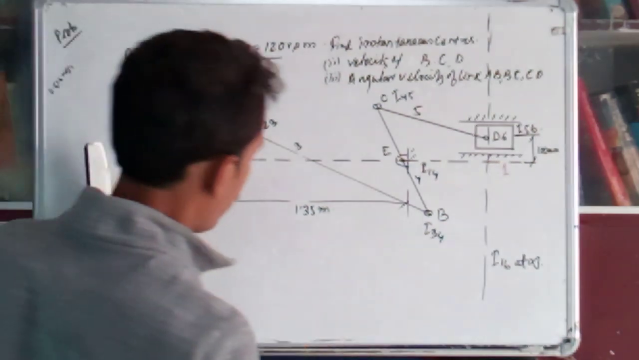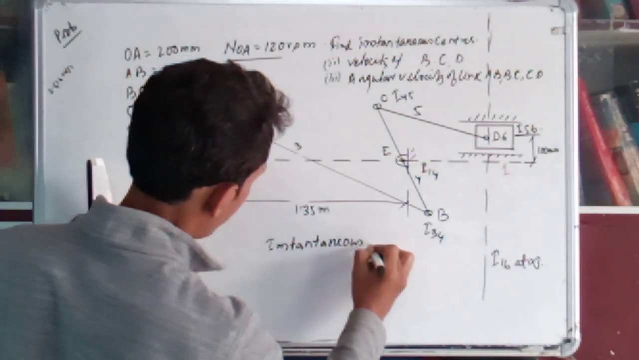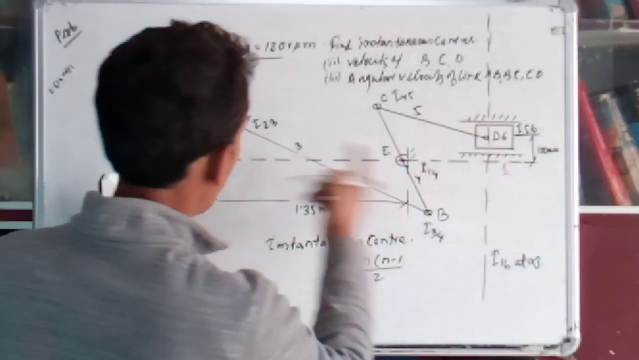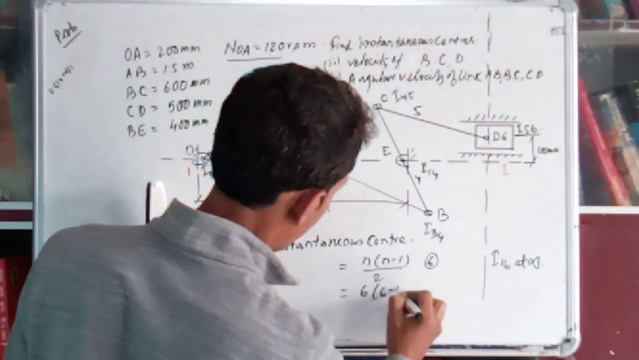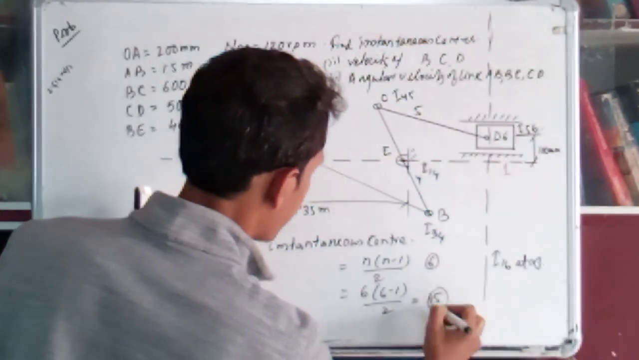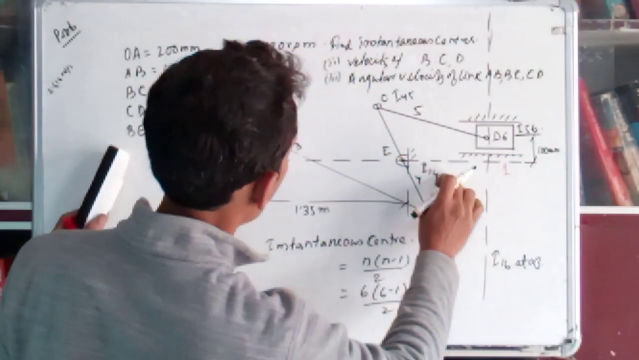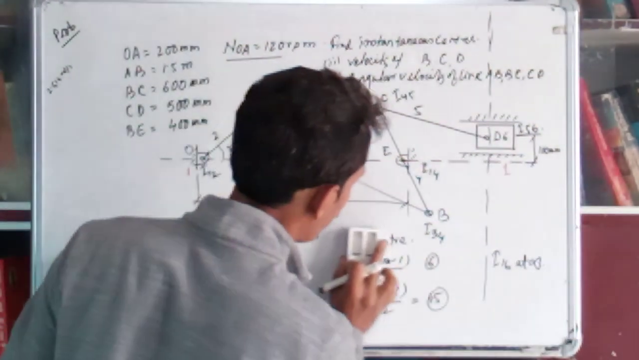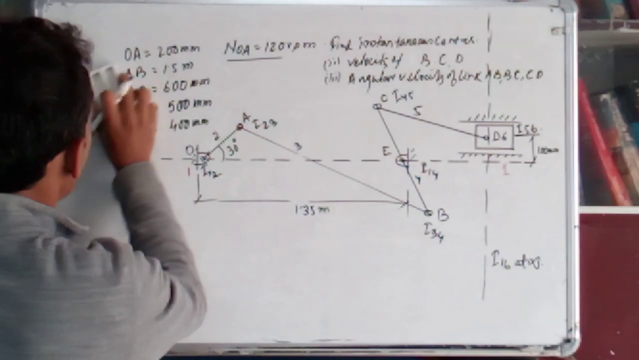So by inspection we can find these instantaneous centers. Now, the number of instantaneous centers is n into n minus 1 by 2. Here the number of bars is 6, so 6 into 6 minus 1 divided by 2, that is 5 into 6, 30, 30 by 2, that means 15. So the total number of instantaneous centers is 15. Out of these 15, we have found 7 already. The remaining instantaneous centers we have to find by using Kennedy's theorem.